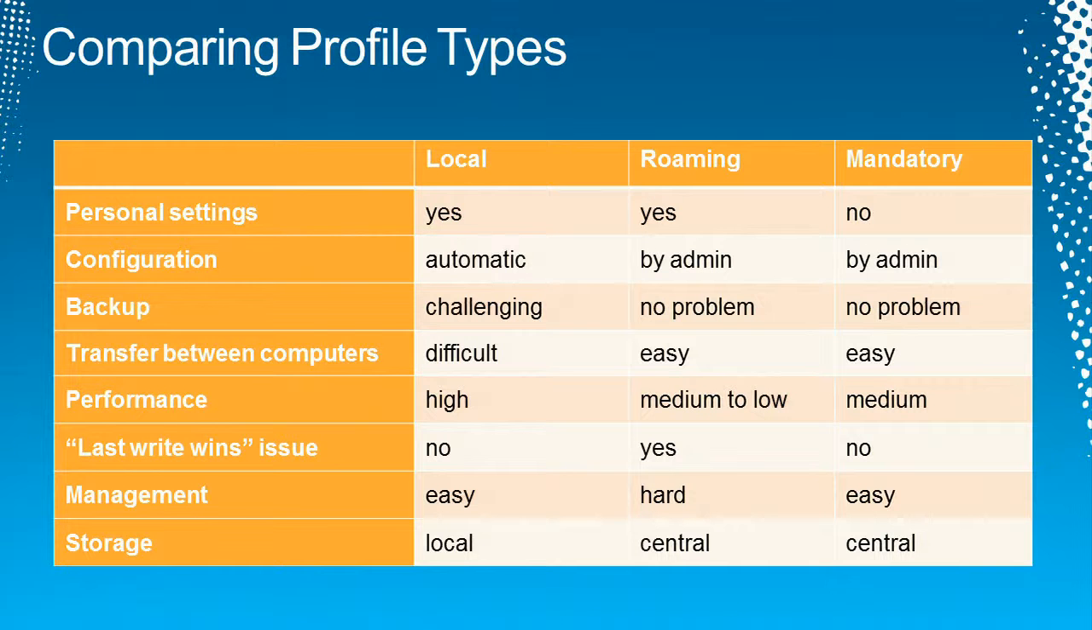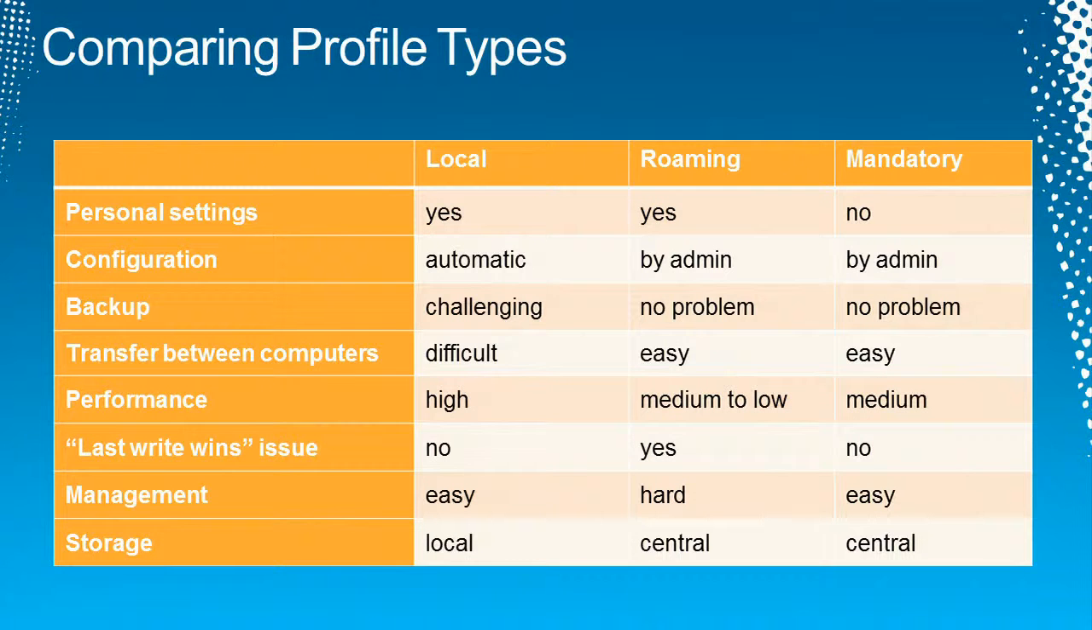And when you look at the chart here, you see, well, roaming profiles give us most of the benefits that we want to have. So the personal settings are roaming. The configuration must be done by the admin. It does not happen automatically. So it's some admin overhead. The backup is no problem because it's stored on a central file server. The transfer between computers is simple as long as the OS version is the same. The performance can be low because there's a network involved. And we load everything regarding the user profile at logon. So that is the big challenge that we have there.